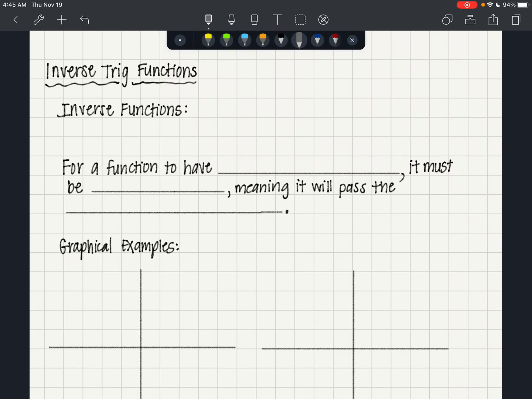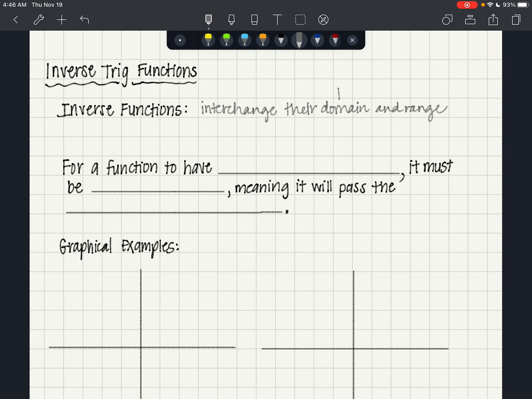In this series of videos, we're going to calculate inverse trig functions. First, let's recall what inverse functions are. Inverse functions are when you interchange their domain and range. So inverse functions interchange their domain and range, which means the inputs for one function become the outputs for its inverse.